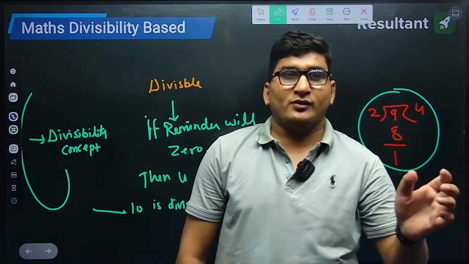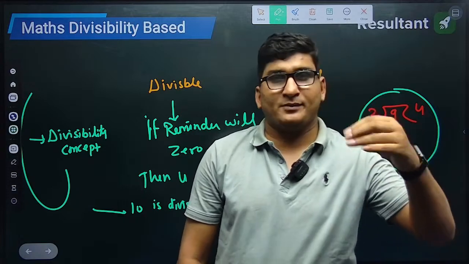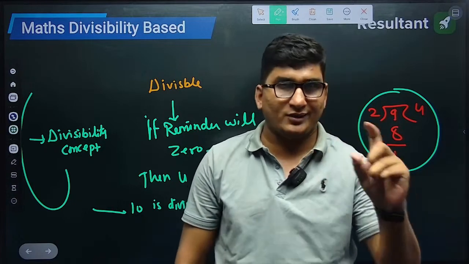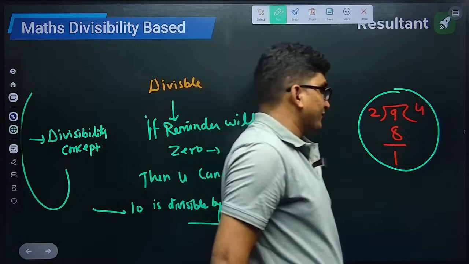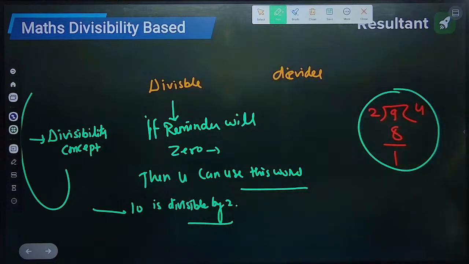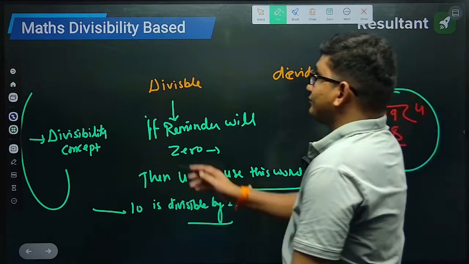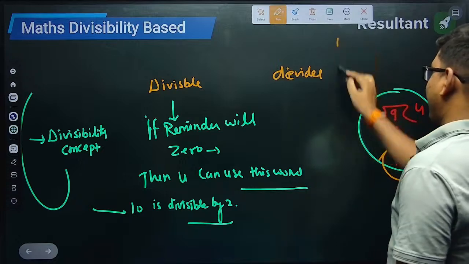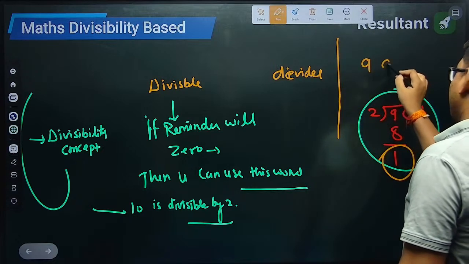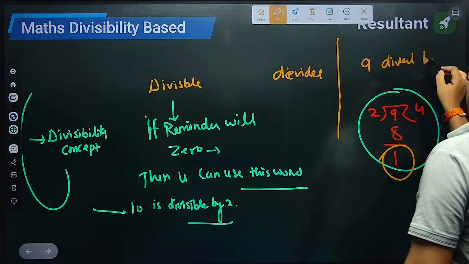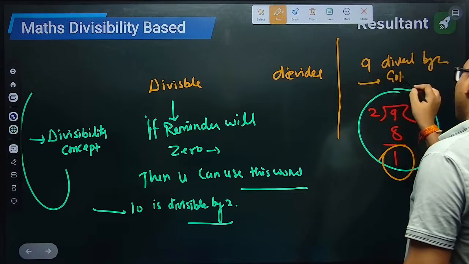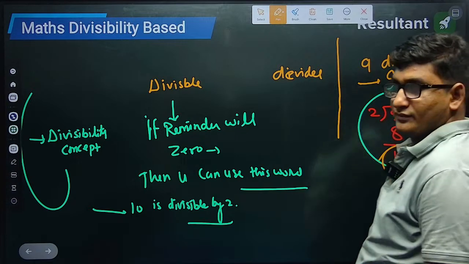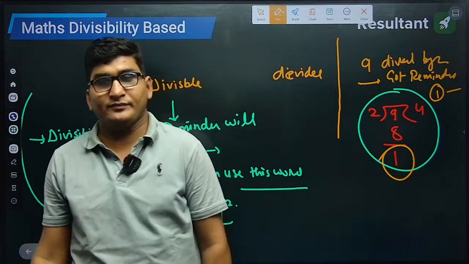If you divide by 2 and the remainder is anything except 0, the number cannot be used with the word divisible with respect to the number by which we are dividing. So you can say one thing here: if a remainder remains, you can use only one word, 9 divided by 2, and got remainder 1. Correct. I think there is no problem here.